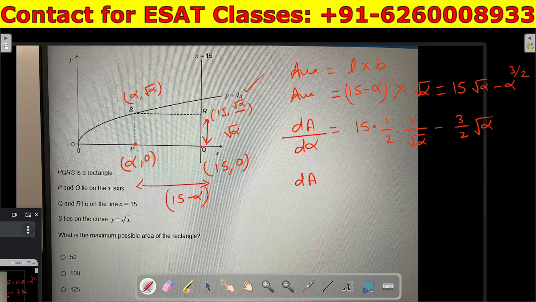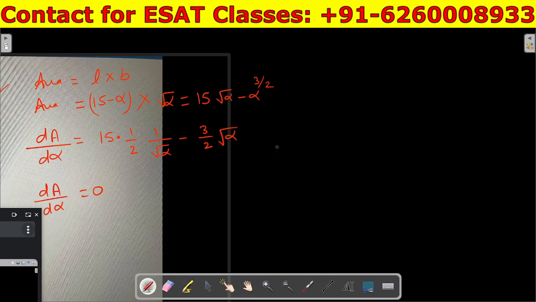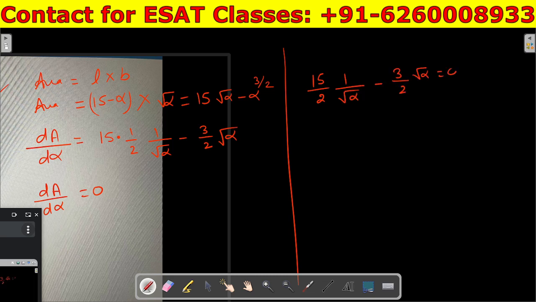For maxima or minima we should have dA upon d alpha equal to 0. Are you getting this? Let me simplify this. So this is 15 by 2 into 1 over root alpha minus 3 by 2 root alpha equals 0. So I should write 15 by 2 into 1 over root alpha equals 3 by 2 root alpha. So 3 fives are 15, and the 2 can be cancelled out. So 5 equals root alpha into root alpha. You can see 5 equals root alpha into root alpha. So 5 equals alpha.